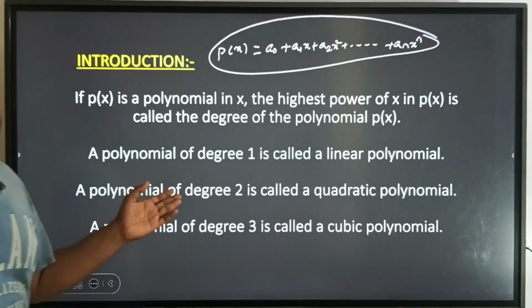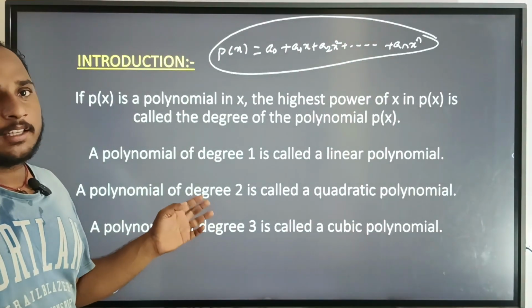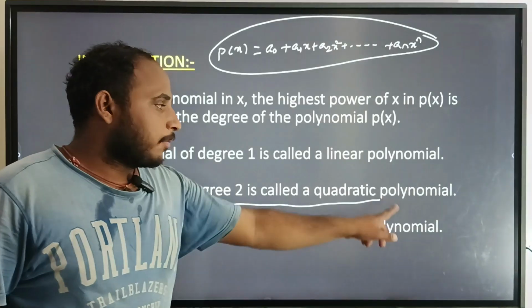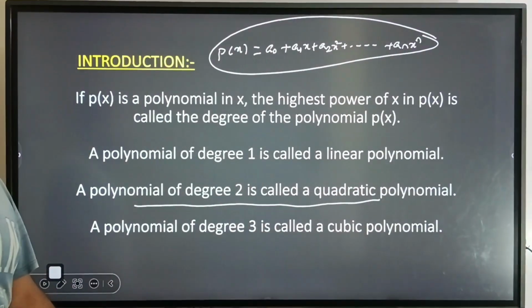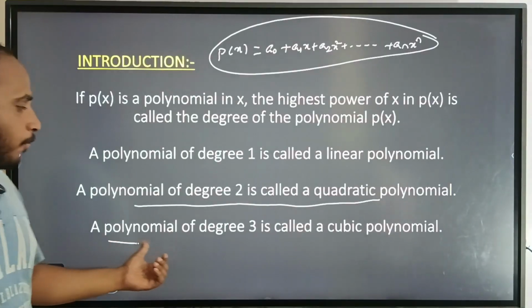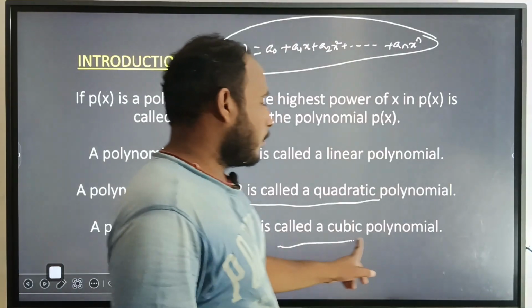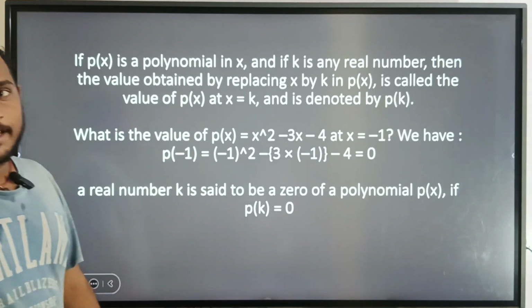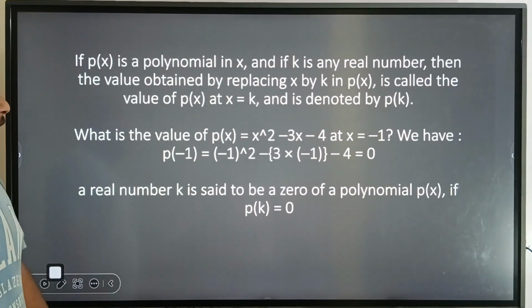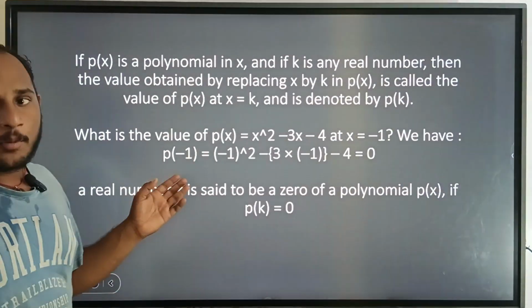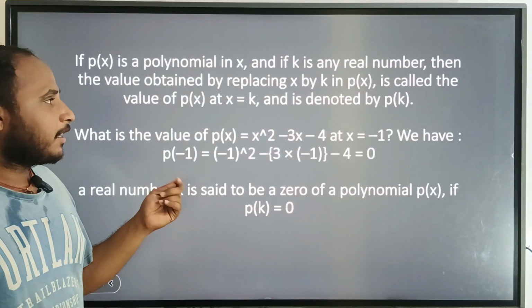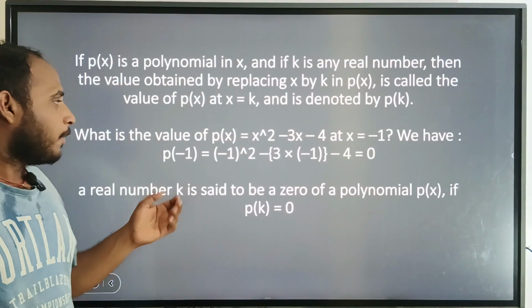If the highest power is 1, then the polynomial is called a linear polynomial. If the highest power is 2, then the polynomial is called a quadratic polynomial. If the highest power of the polynomial is 3, then it is called a cubic polynomial. If p of x is a polynomial and k is any real number, then the value of the polynomial is defined as, if we replace x in p of x by k, then we get the value of the polynomial.